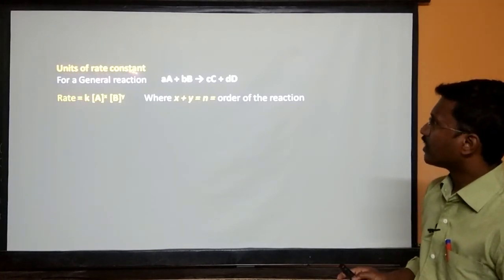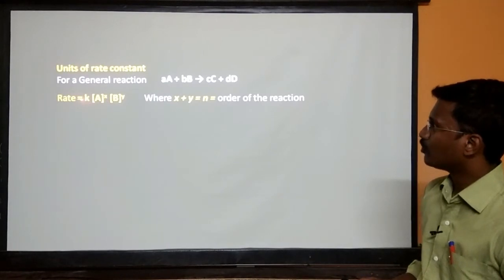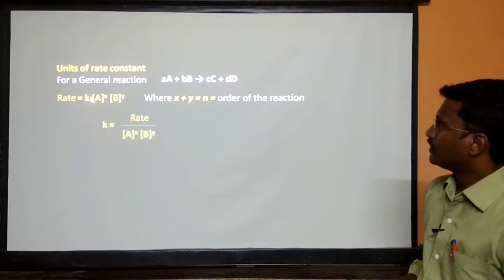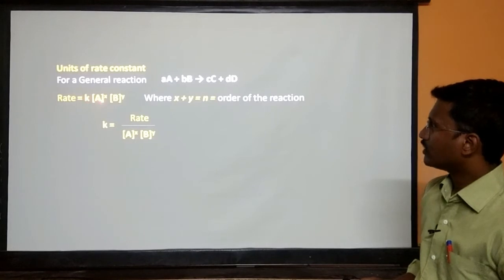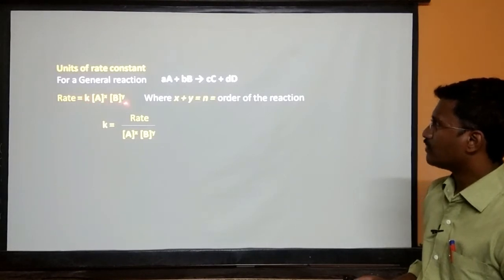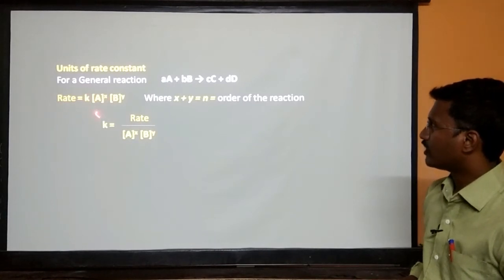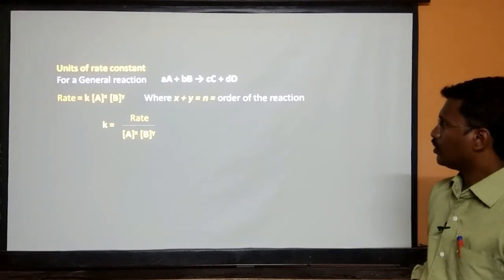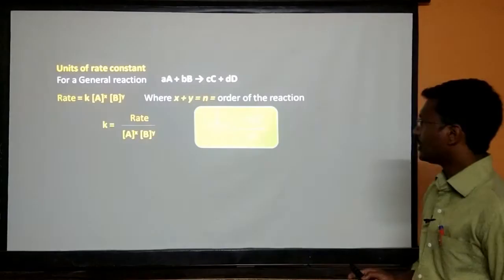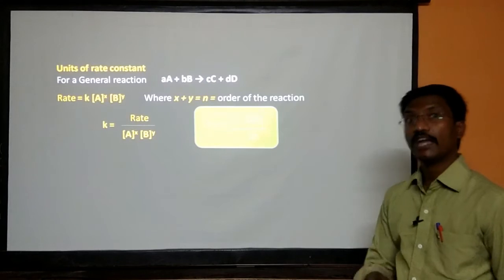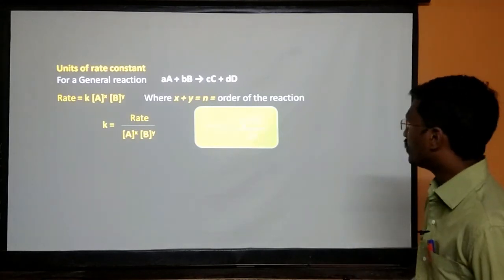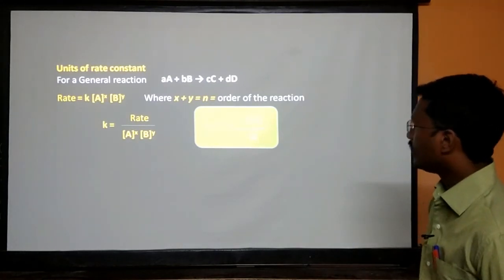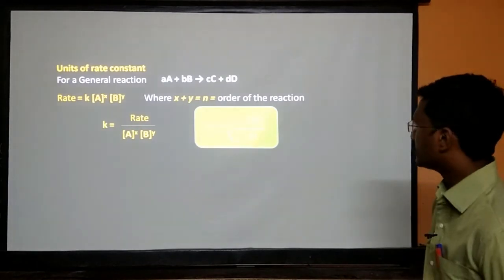We need the rate constant, means K, so I will rearrange this. K I will keep here only. The concentration of A and B I am sending here. This becomes divided: rate divided by concentration of A and B. Therefore, K is equal to rate divided by this. We know that the rate of the reaction can be expressed in terms of minus delta R divided by delta T. Means it is the rate expression.